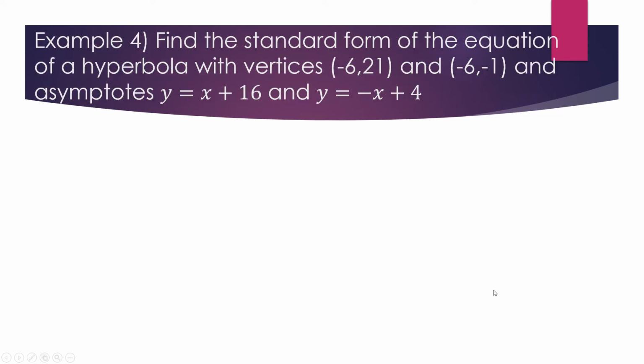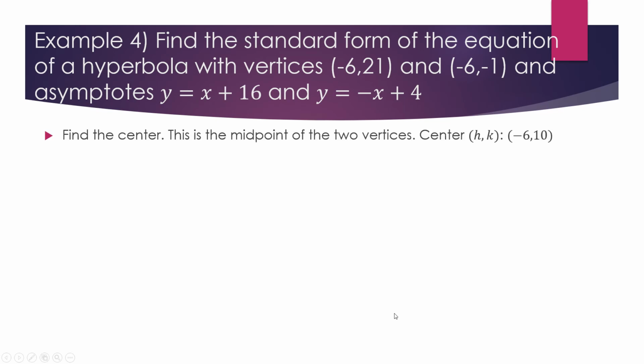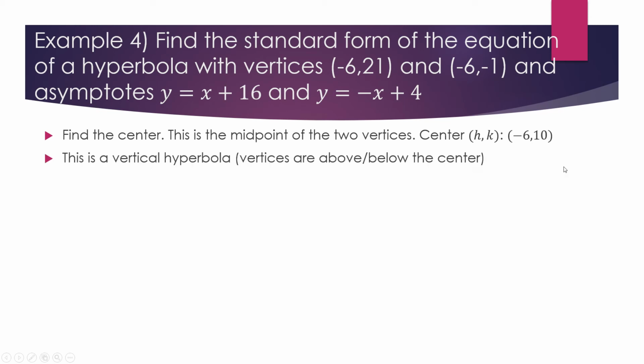Our last example for today, example 4, we're going to find the standard form of the equation of a hyperbola with vertices at (-6, 21) and (-6, -1), and asymptotes of y equals x plus 16 and y equals -x plus 4. Again, this time our first step, we need to find our center. The point in the middle of (-6, 21) and (-6, -1) is going to be (-6, 10).